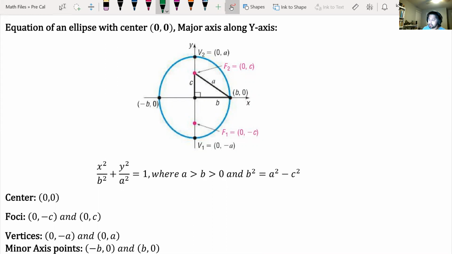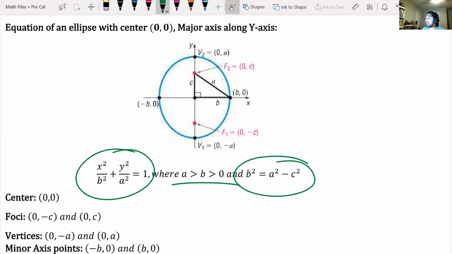So one of the main changes since we flipped this on the y-axis is you have x squared over b squared now plus y squared over a squared equal to 1, where a is still greater than b and b is still greater than 0. And now we have a different formula of b squared equal to a squared minus c squared. Is that the same formula? That's the same formula. B squared equals that. So yeah, so once again, this formula is still b squared plus c squared equal to a squared, which you can rearrange.